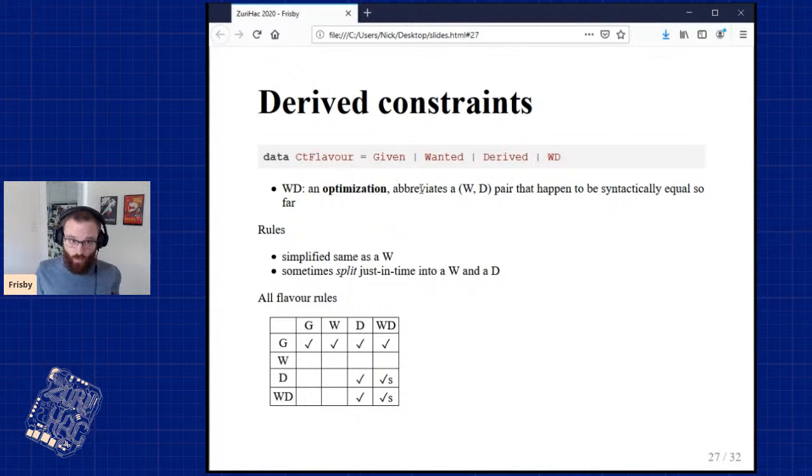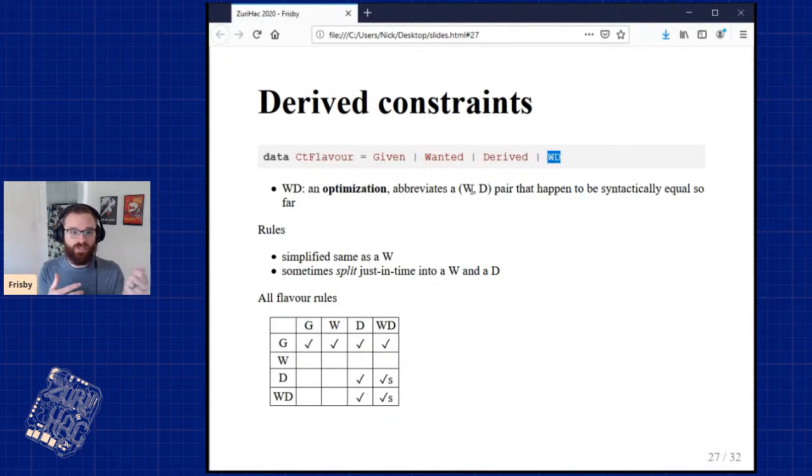So there's one additional flavor, which is an optimization involving a wanted and a derived. So this is all four flavors. The given and the wanted are the primary two. We've got this derived, which is sort of like a shell of a wanted. And then we've got a WD, which is an optimization. Instead of carrying a wanted and a derived for every constraint, right, every wanted could also be a derived, and they start off that way. They start off as a WD. It's just an optimization so that we don't maintain two constraints which are the same.